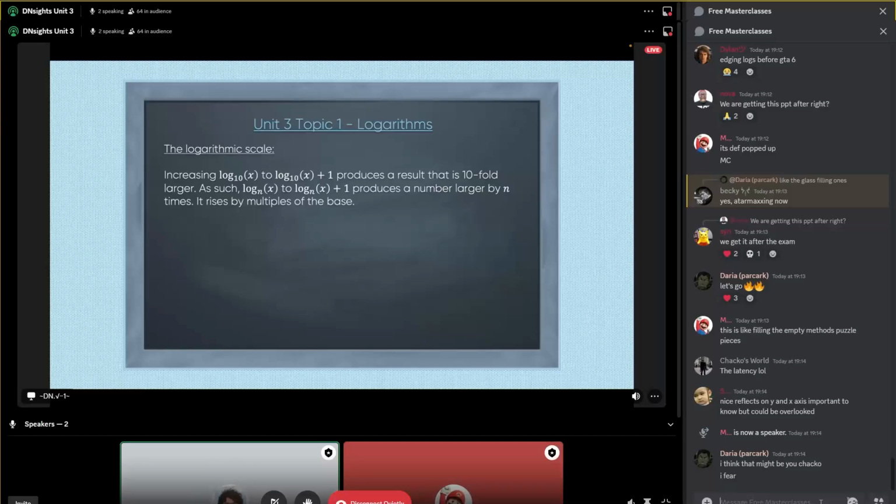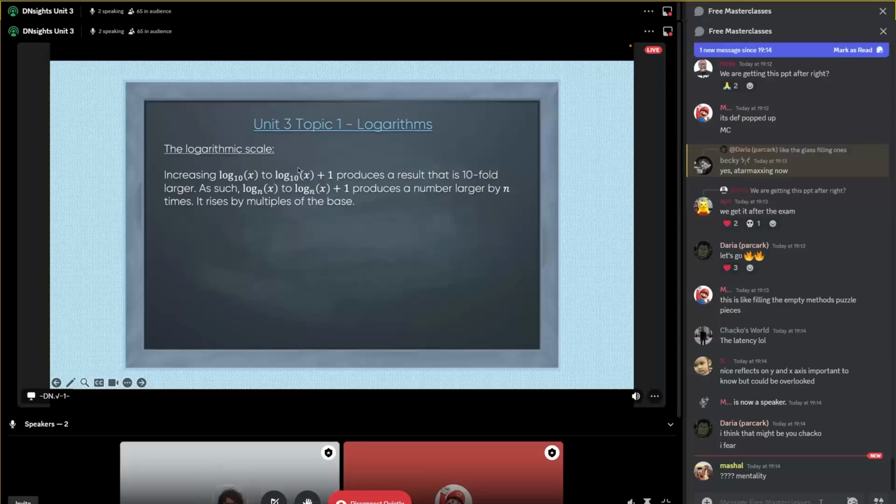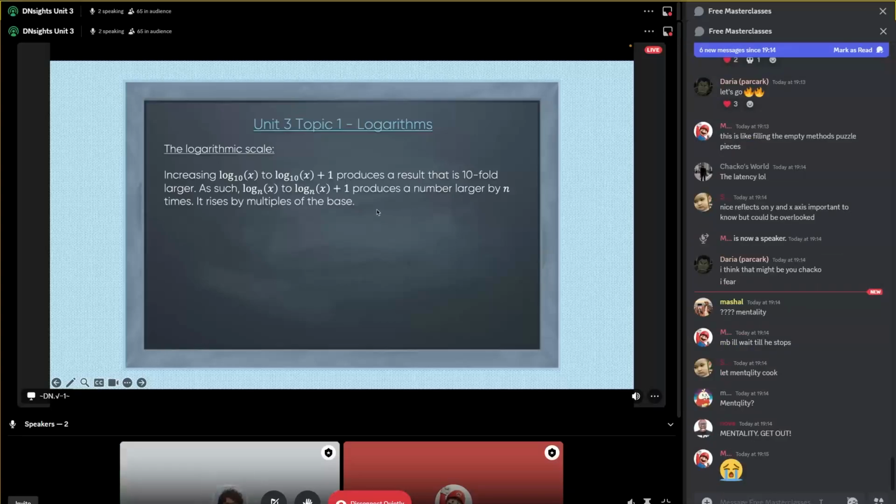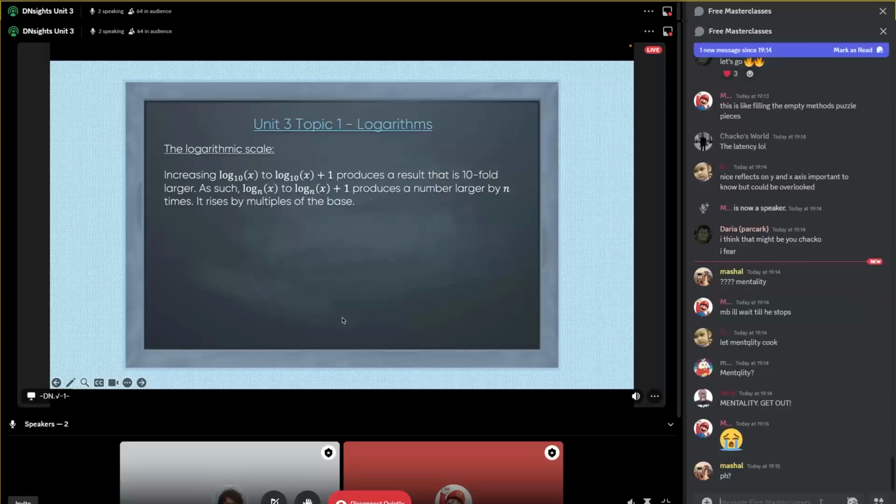The next thing is how logs actually work. If I have a logged number and I want to add 1, that's going to produce a result that is n times larger. It doesn't increase by just plus 1, it increases by multiples of the base. So that's how logarithmic scale works. Let's say I have a pH, where x is how much hydrogen ions there are. If I want to add 1 to this pH, that means the hydrogen ions is going to be 10 times more with this base of 10. So that's how the scale works.